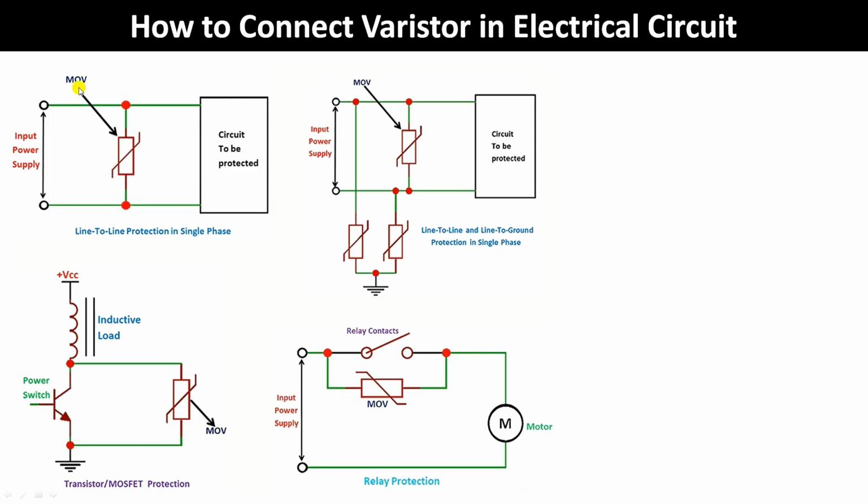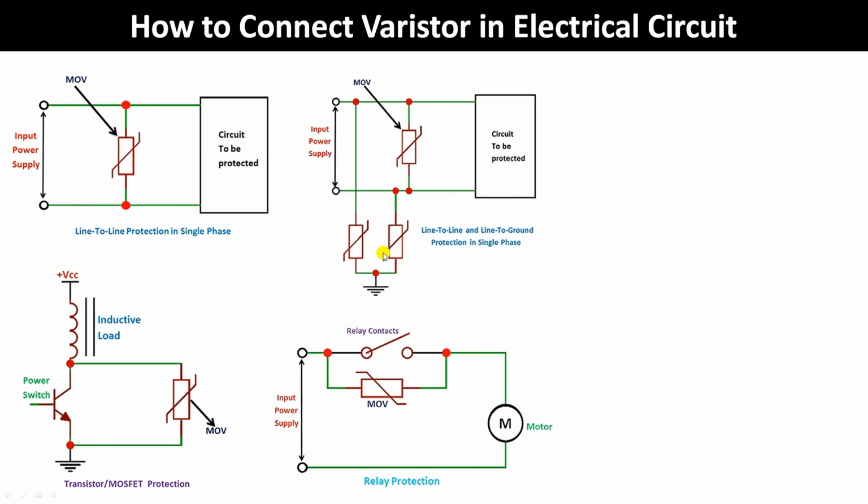When there is over voltage, current will flow from here. When the over voltage returns to normal, current will stop flowing from here. Besides this, we can connect the MOV in this way also. That is, we can connect phase to neutral or we can connect phase to phase also.